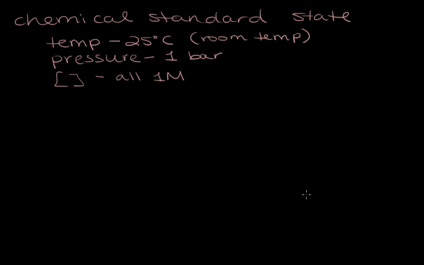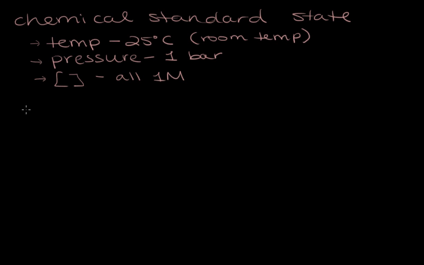So we need these chemical standard states because the temperature of a reaction will certainly change the amount of products and the amount of reactants. It will help speed up the reaction in some instances. The same thing with pressure. And additionally, we just define all the concentrations as 1 in order to make the math so much easier for us. So under these conditions, this is all called the chemical standard state.